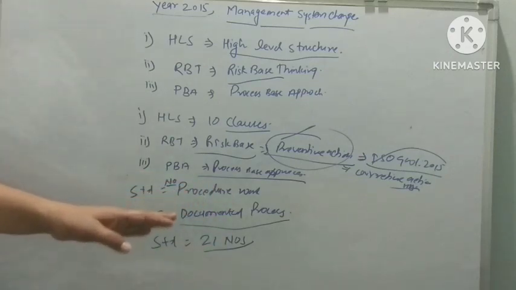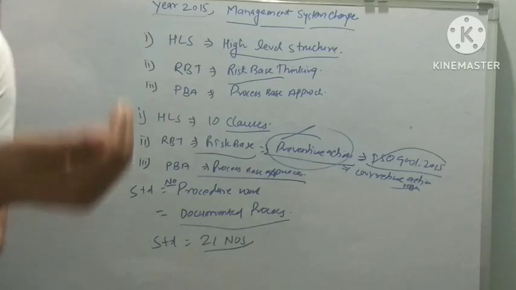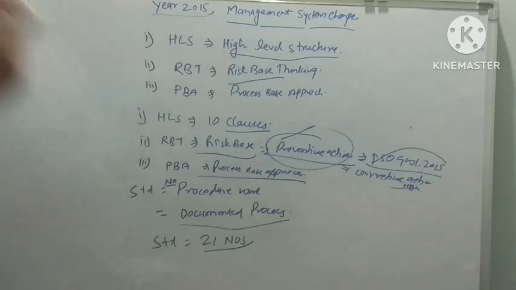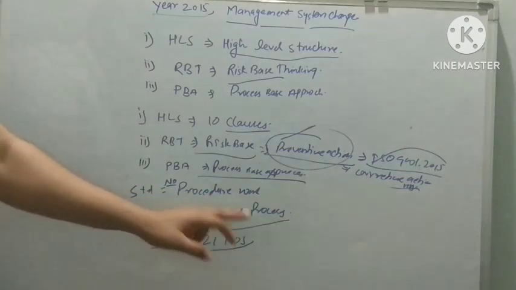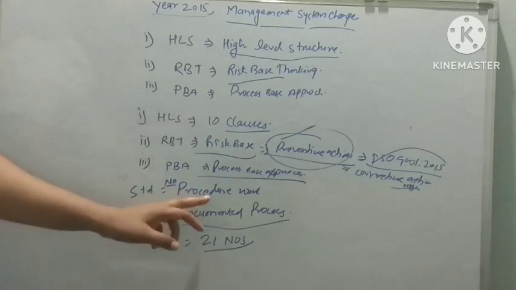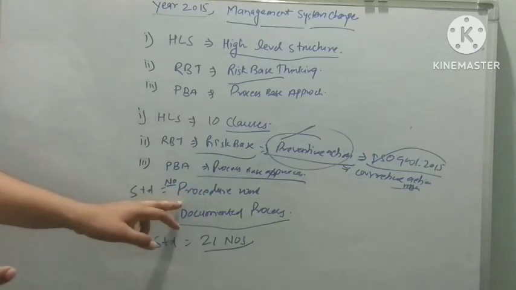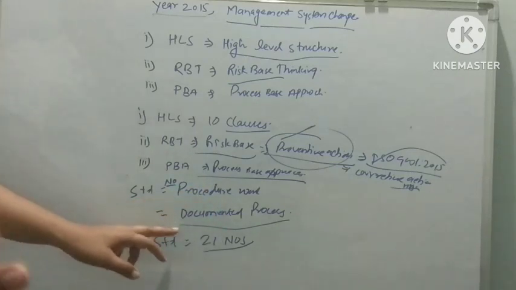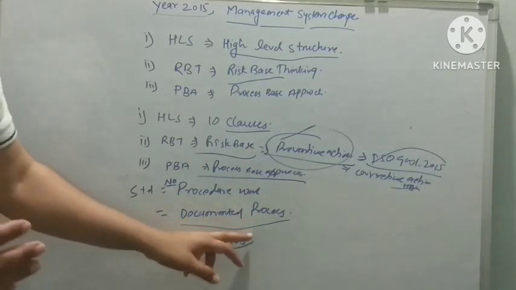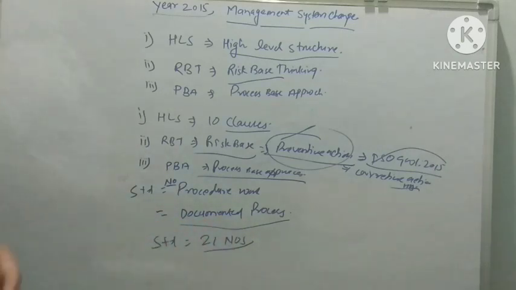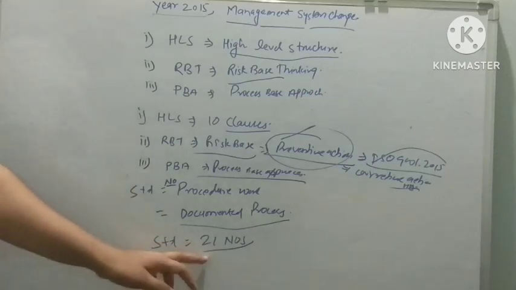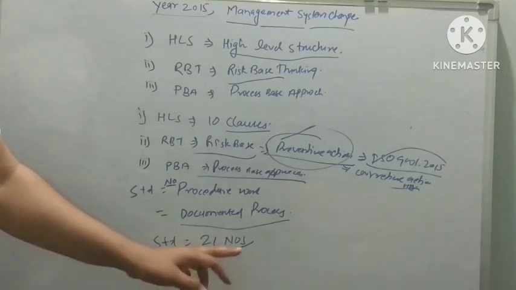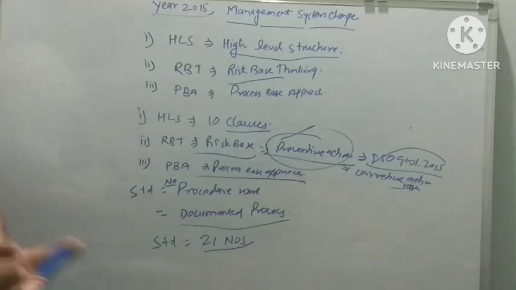We also want to say one thing: in the standard there is no word procedure. The word procedure is replaced with documented process. So now in the standard there will be no word procedure; everywhere it is written as documented process. And there are 21 mandatory documented processes.